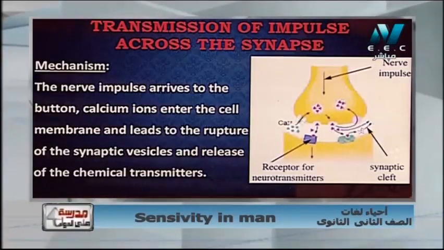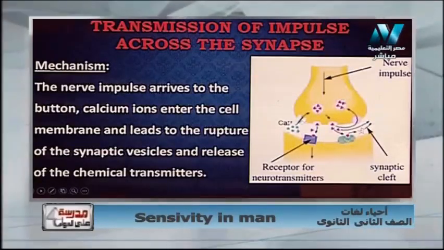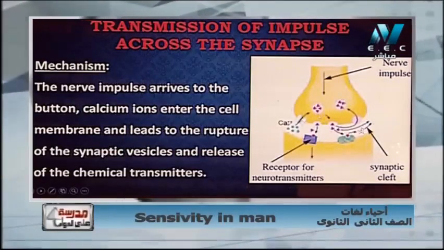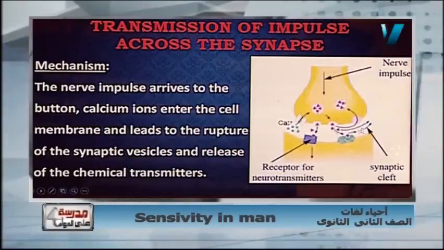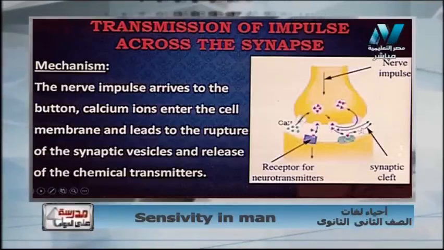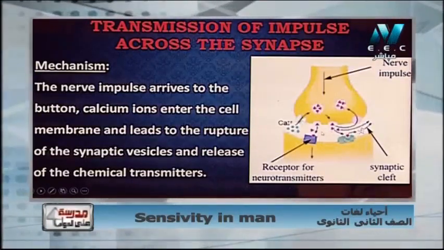I think the picture shows it clearly. So these are the calcium ions that enter the synaptic knob and rupture the vesicles' membrane. So the chemicals are expelled out of the synaptic knob into the synaptic cleft, as you see in this picture.